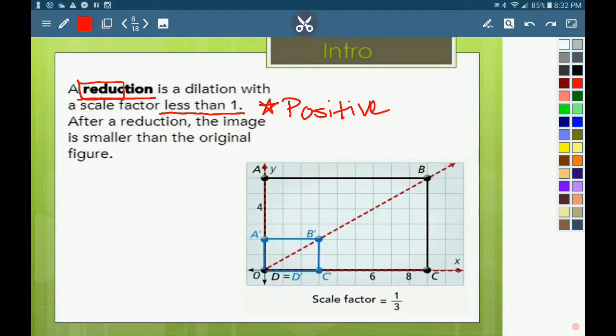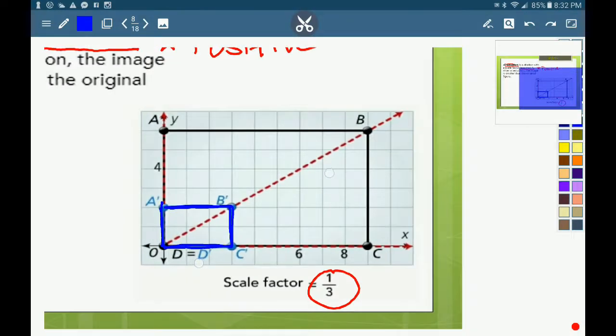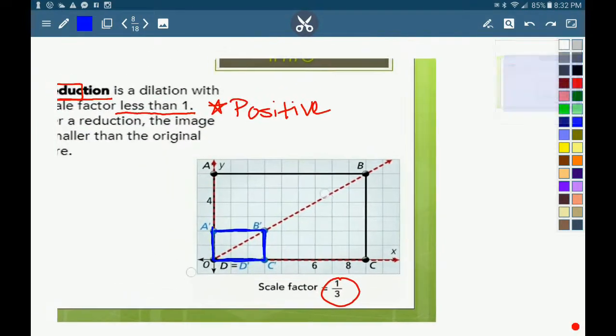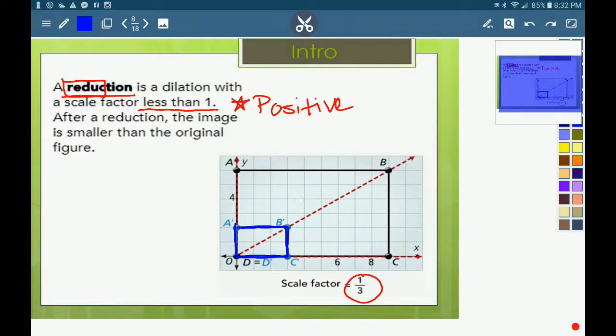Less than 1 is going to reduce, like the number 1/3, which if you notice in this picture, kind of looks like the last graph we had, only this time the image is the smaller rectangle, and on the last slide, the image was the larger rectangle. So it's the same dimensions, only we're showing the dilation from the larger rectangle to the smaller rectangle this time.